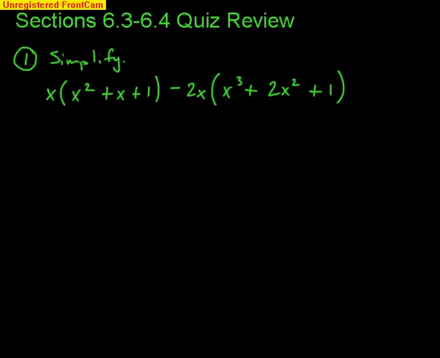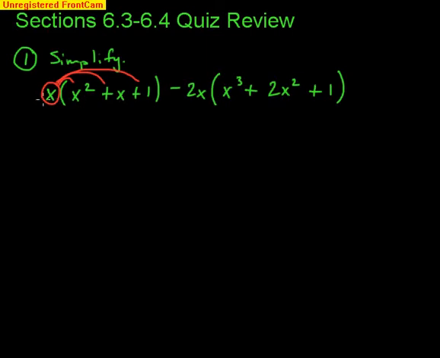It's a simplify problem. The problem says x times (x squared plus x plus 1) minus 2x times (x cubed plus 2x squared plus 1). Alright, so we are going to simplify this. This is an addition and subtraction problem, but it also involves distribution. Out in front we have this x. This x has to be distributed to everything in the parentheses. That's the way we're going to get the parentheses to go away.